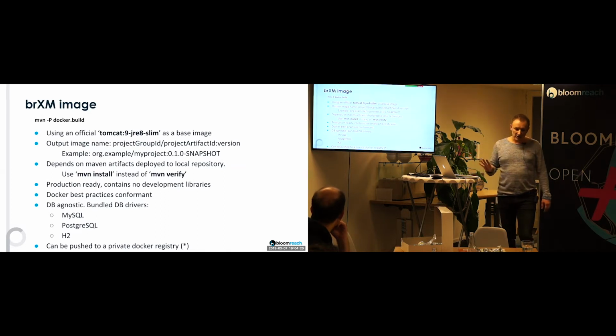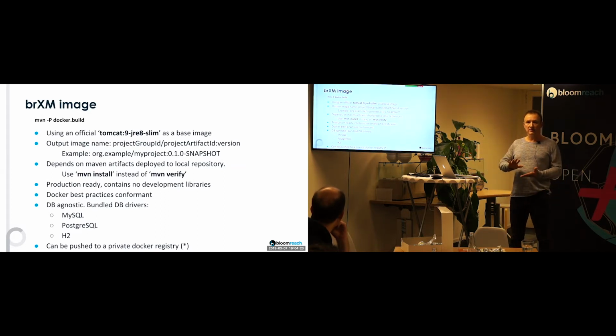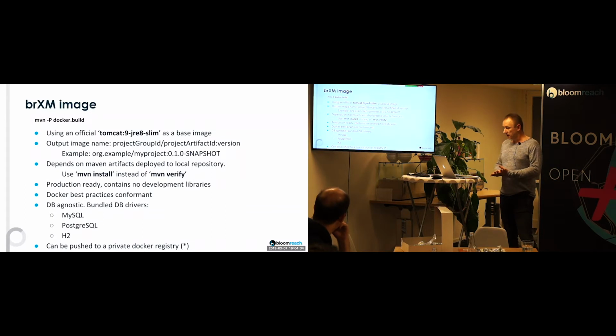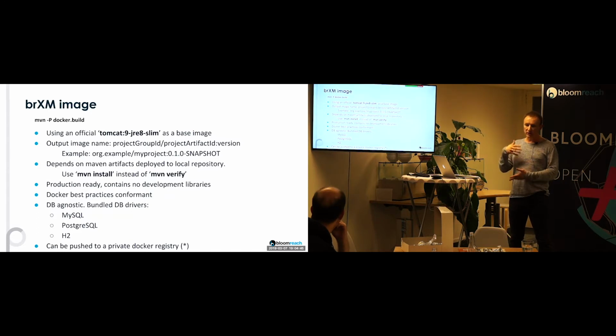It's production ready, kind of, in a sense that the BRXM image we create doesn't contain any development libraries such as Essentials or auto-reload services. And we also follow Docker best practices. And as a last step, when you build your Docker image, you can also push it to your private Docker registry so that later on it could be used by your CI/CD pipeline.